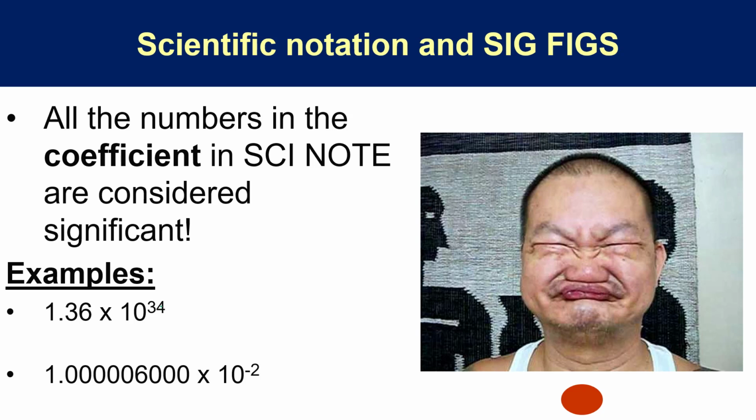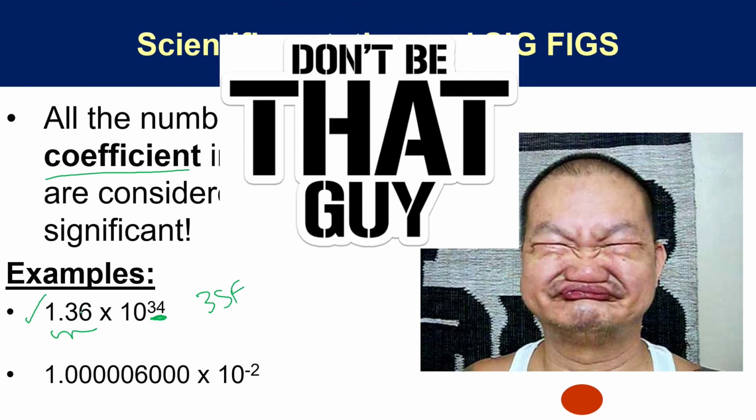All the numbers that are in a coefficient in scientific notation are considered significant. So these 3 numbers, no matter what they are, whether there's zeros that are here or anything, are considered sig figs. We would have 3 significant figures in this value. It does not matter that there's an exponent of 34. Don't tell me that there's 37 significant figures because of this. No. It's only what is in the coefficient. So don't be that guy and ever get that wrong. Make sure you tuck that in your pocket for later.